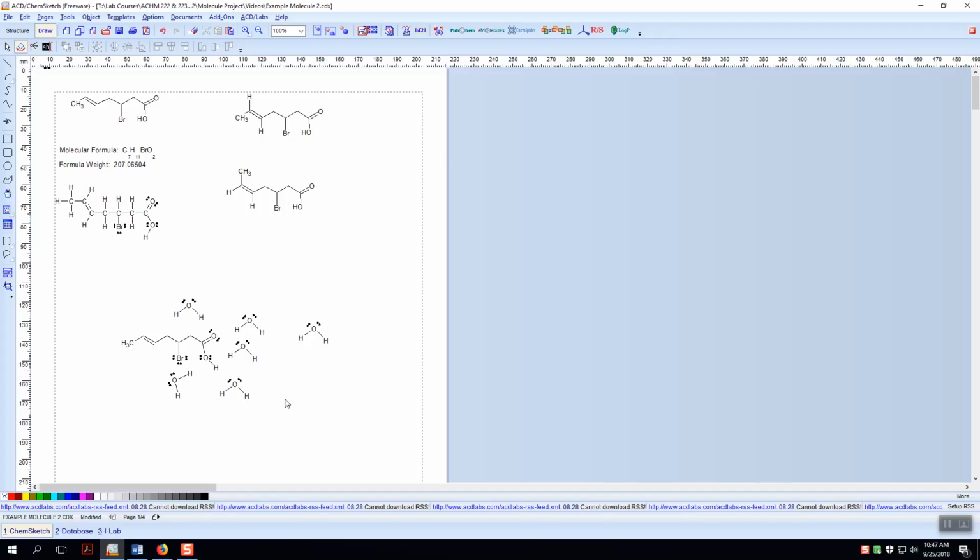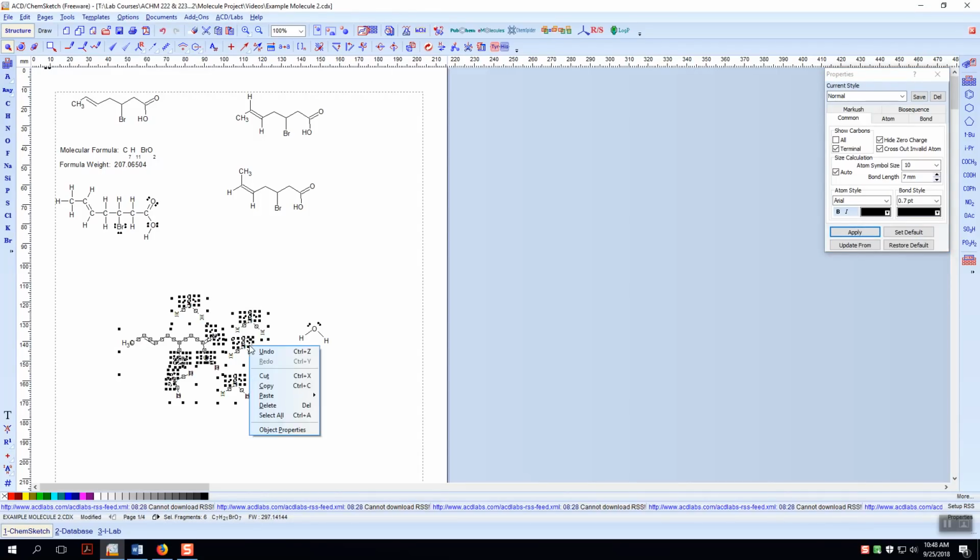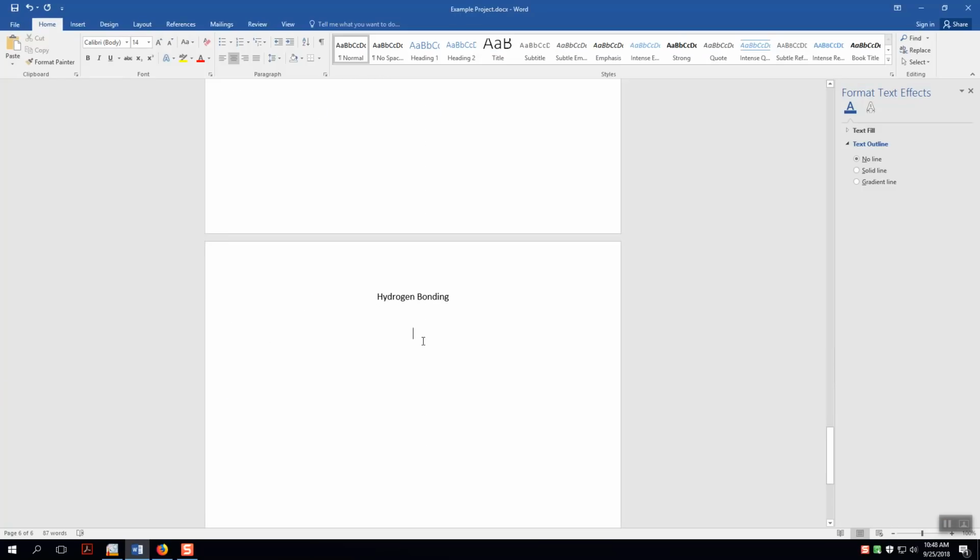Now I spent 45 minutes trying to figure out how to draw a dashed bond in ChemDraw. It turns out there's no good way to do that. So what I'm going to do instead is grab this whole structure and draw my dashed bonds in Word. So I'm going to copy this whole thing. It looks like a mess, but I'm going to copy it into my Word file for hydrogen bonding. I then want to paste it in.